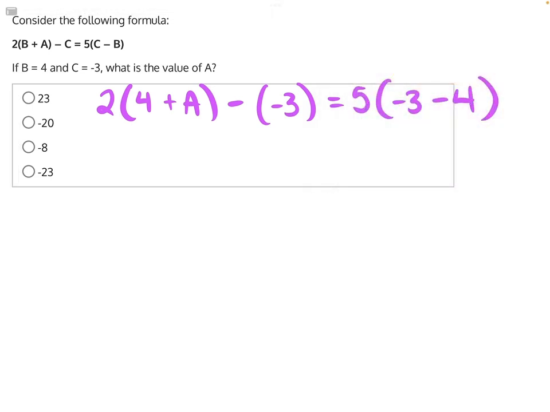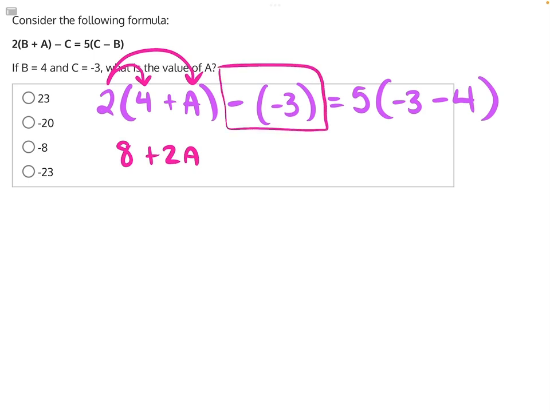Starting with distributive property, 2 times 4 will give us 8, and 2 times a will give us a positive 2a. Then this piece right here, there's two different ways you can look at this. One way, if it exists in math, there's always one of them. So this is the same thing as a negative 1 times negative 3, which would give us a positive 3. You can also see that minus a negative is always the same as adding a positive. Either way, you get plus 3 is equal to 5 times negative 3, distributive property again, negative 15, and then 5 times negative 4 will give us negative 20.